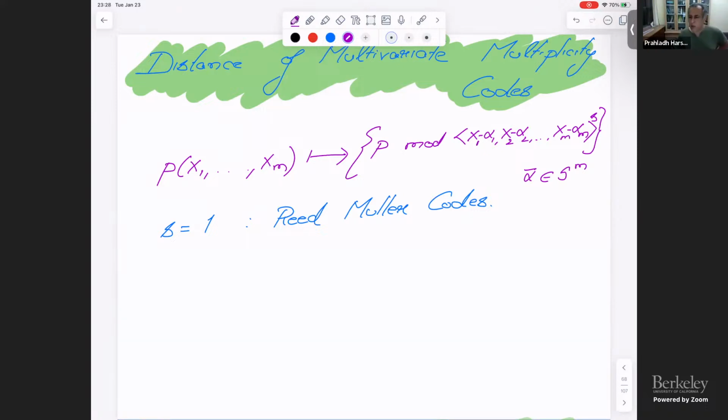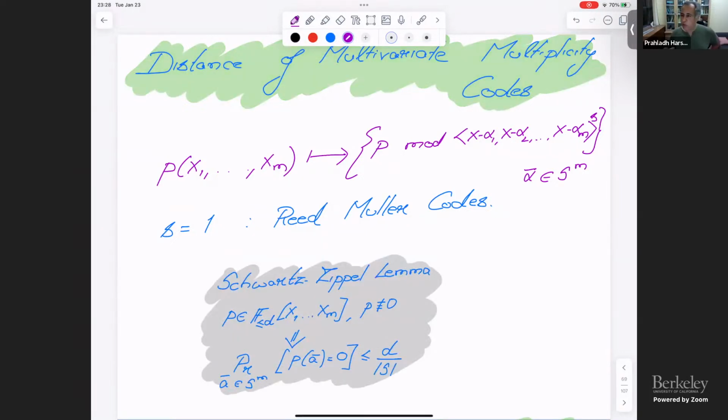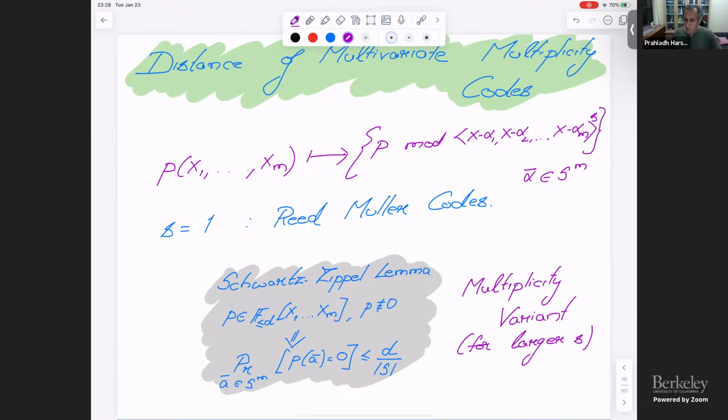Okay. Notice S equals 1 case is exactly the Reed-Muller case. And there we had argued distance using the Schwarz-Zippel lemma. The Schwarz-Zippel lemma is what came handy to talk about the distance of the Reed-Muller code. So now if we want to argue about the distance of the multivariate multiplicity code, we will need a multiplicity variant of the Schwarz-Zippel lemma.